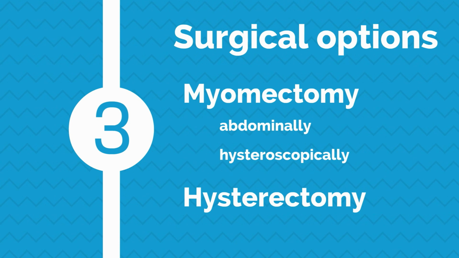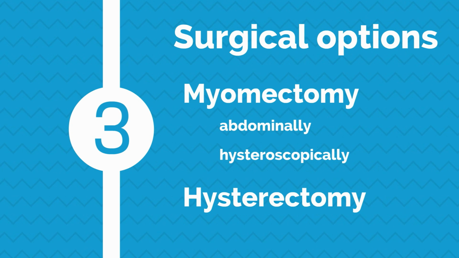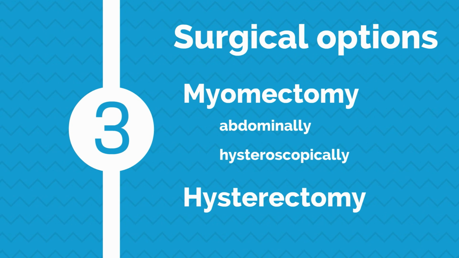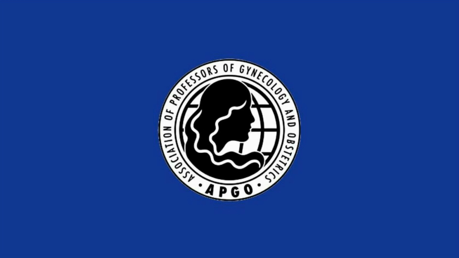And finally, hysterectomy is definitive therapy for fibroids. Indications should be specific and well documented. It can be performed vaginally or abdominally depending on the size and location of the fibroids. This concludes the APGO video on uterine leiomyoma. We have discussed the prevalence, symptoms, physical exam findings, diagnostic methods and management options for this common finding in women.